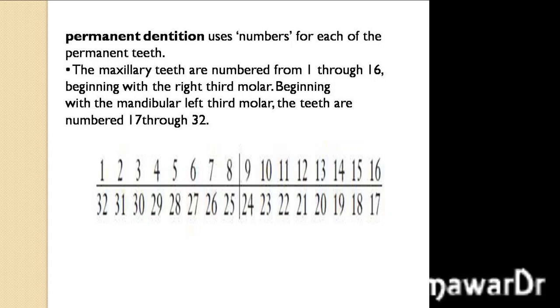Coming to the left side of maxilla, it will be 9. So 9 will be for central incisor, 10 will be for lateral incisor, 11 for your canine, 12 for first premolar, 13 for second premolar, 14 for your first molar, 15 for second molar, 16 for third molar.